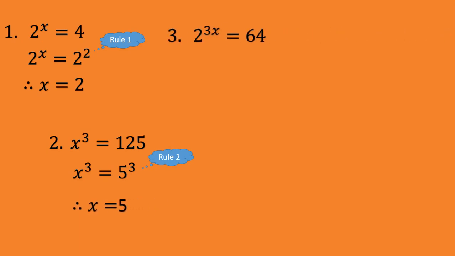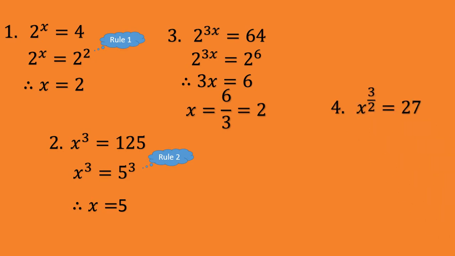In my third example, I've got 2 to the power 3x equal to 64. 64, we need to change it to a base 2. 64 can be written as 2 to the power 6. So bases are now the same. Therefore, 3x on top must be equal to 6 on top, the exponent. But that is not in the simplest form. We want x alone. So we can basically just take the 3 over, divide 6 by 3, and x will be equal to 2.